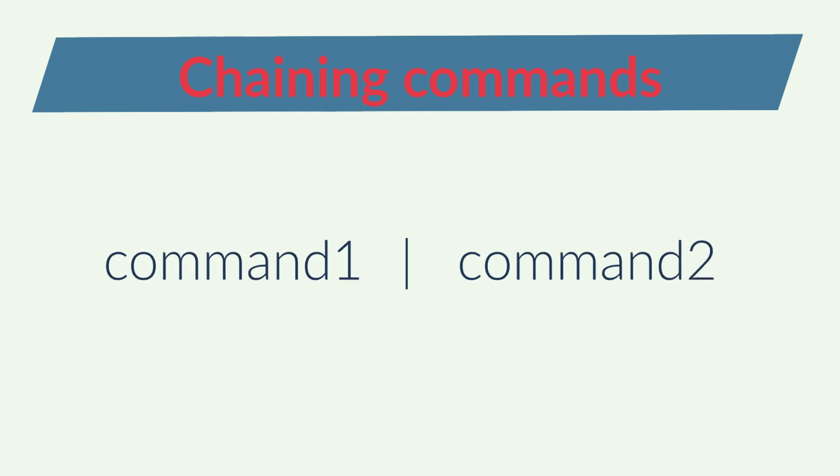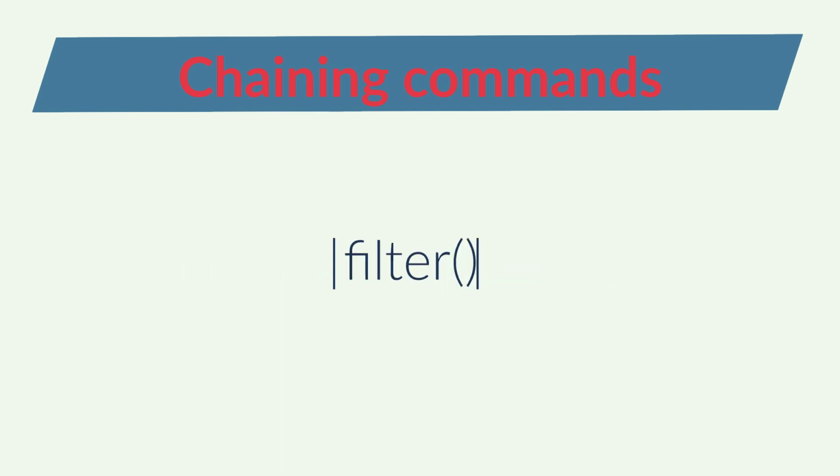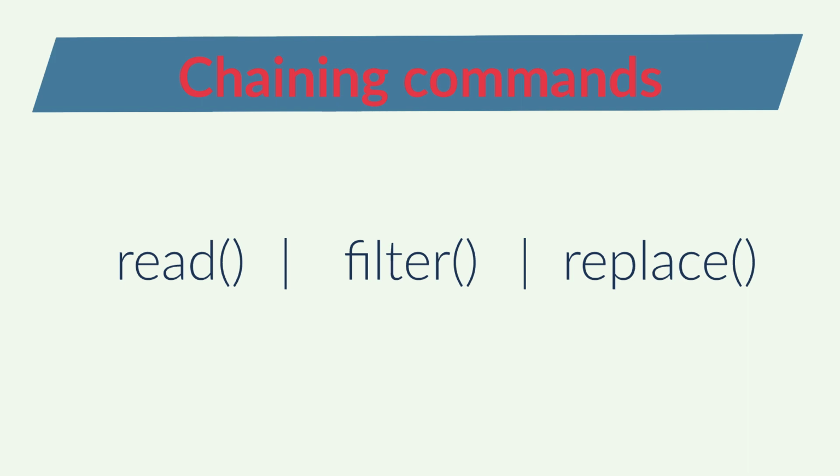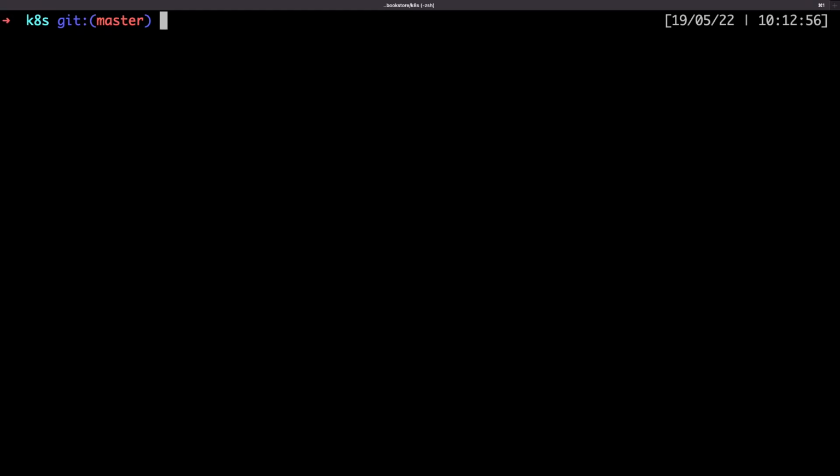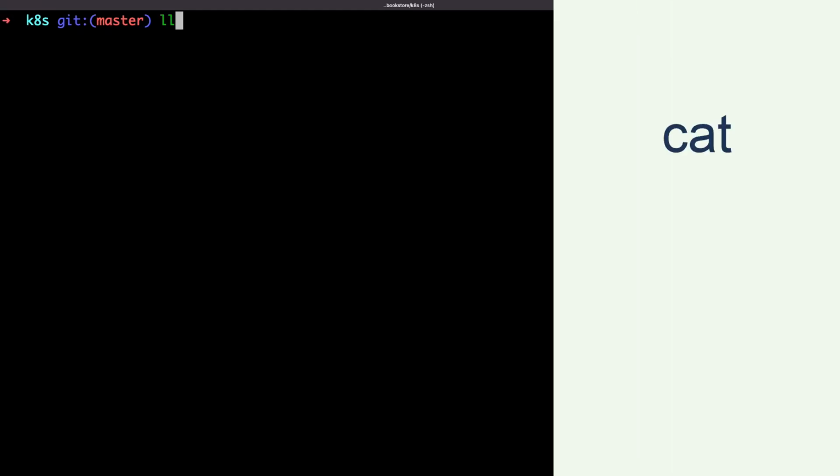I will explain some already known commands, but a better way to combine them. First, the pipe symbol. With the pipe symbol, I can chain commands. The pipe symbol means that the output of my previous command will be the input of the next command. This way, I can read a file as the first command, filter some lines, replace some text, and store the result in another file. First, to read a complete file, I have cat.